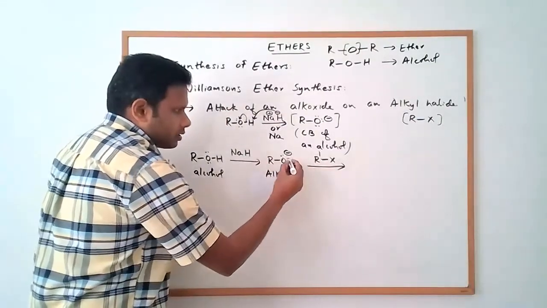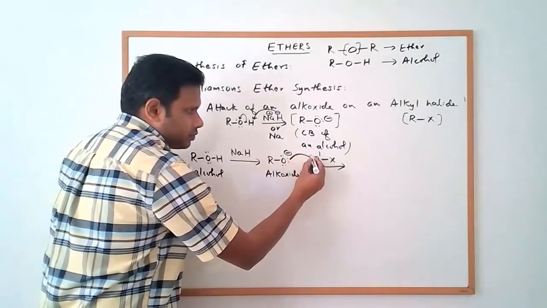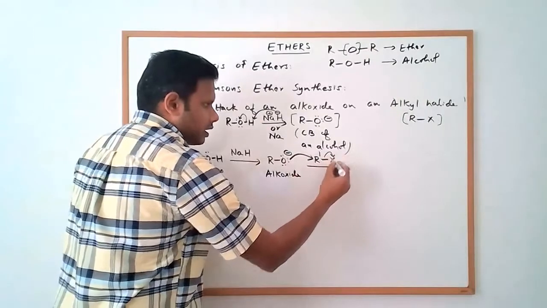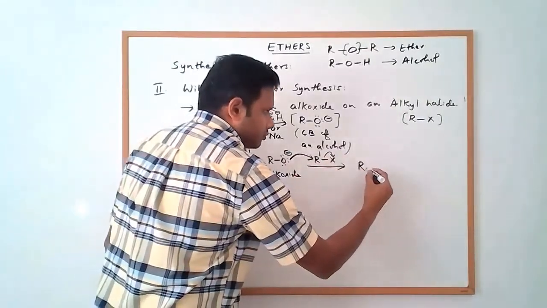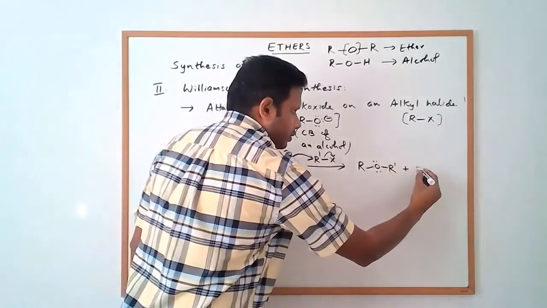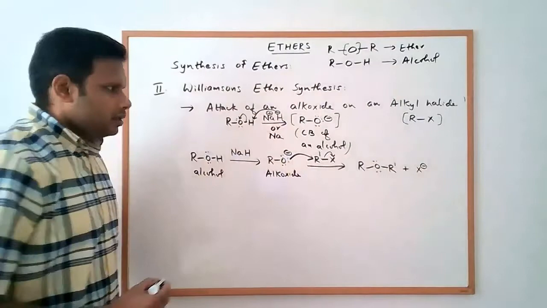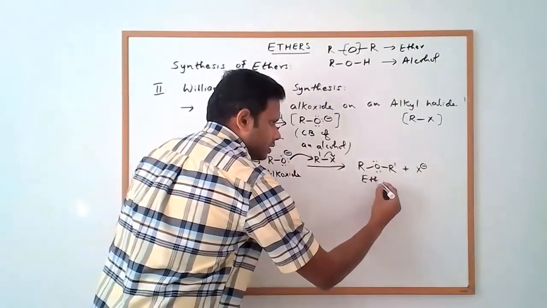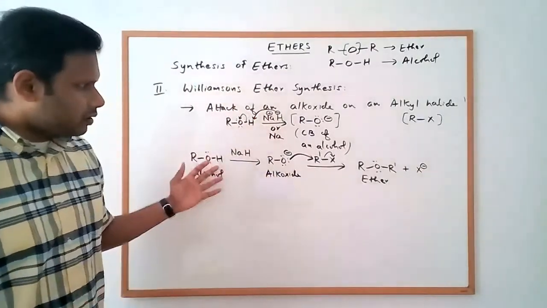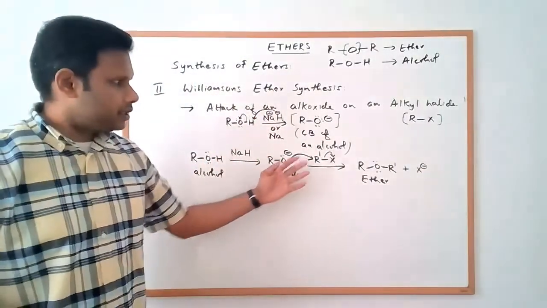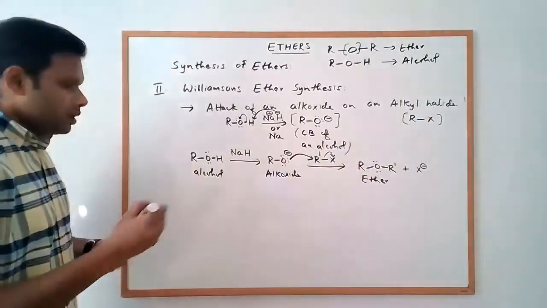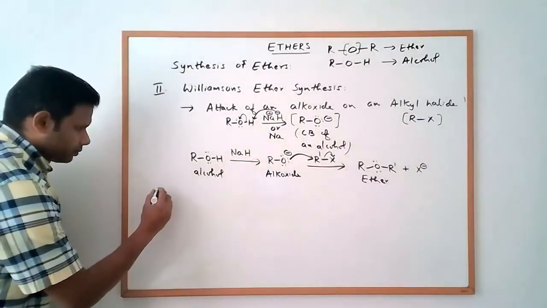So when you react it with an alkyl halide, this alkoxide would do an SN2 kind of attack, and the halide would be kicked out so that it would give us ROR prime plus X minus. So we can synthesize the ether that way. Okay, so we can start from an alcohol, deprotonate to an alkoxide, and then attack an alkyl halide to make the ether product. Let's look at a specific example.